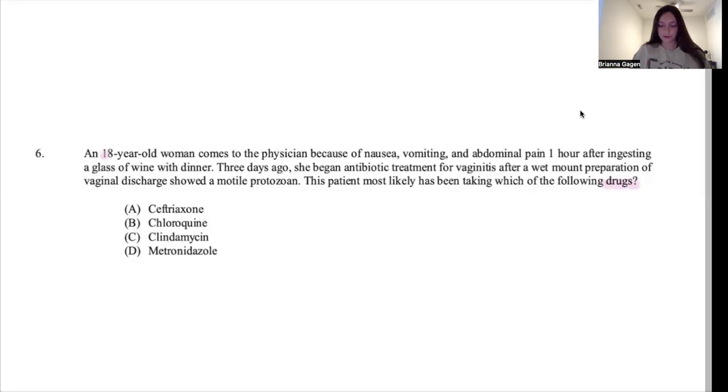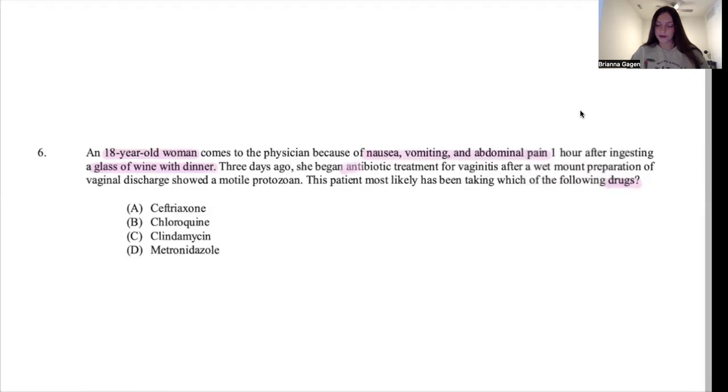An 18-year-old woman, age is always important, comes to the physician because of nausea, vomiting, and abdominal pain 1 hour after ingesting a glass of wine with dinner. So we have nausea, vomiting, and abdominal pain. 3 days ago, she began antibiotic treatment for her vaginitis after a wet mount preparation of vaginal discharge showed a motile protozoan. This patient most likely has been taking which of the following drugs?